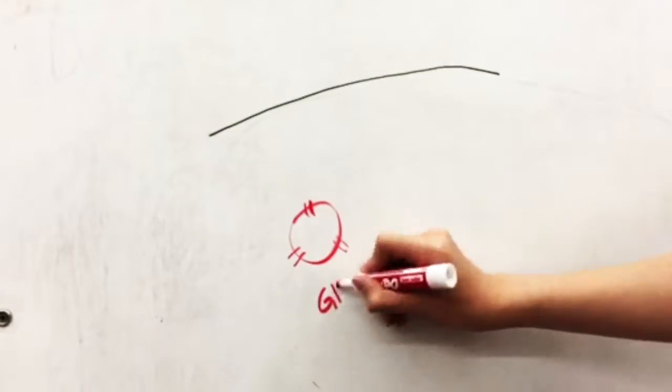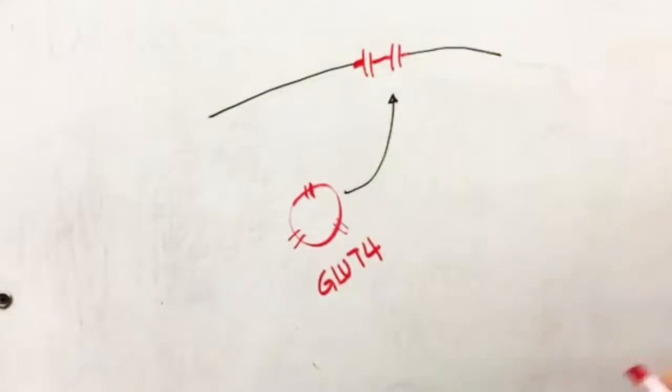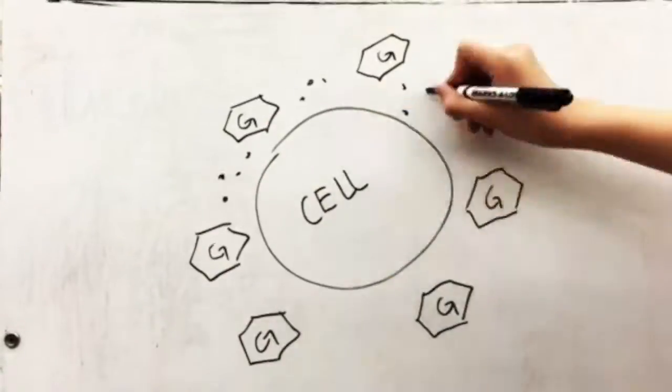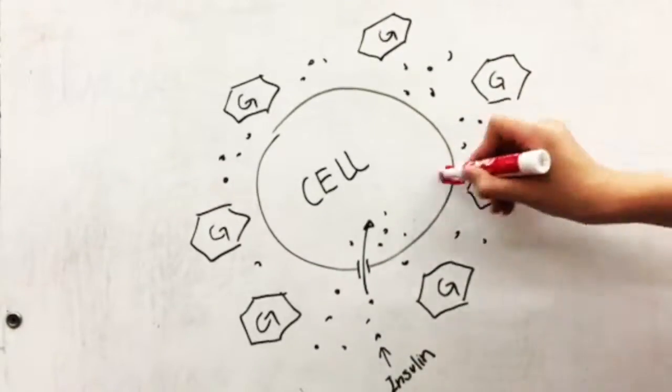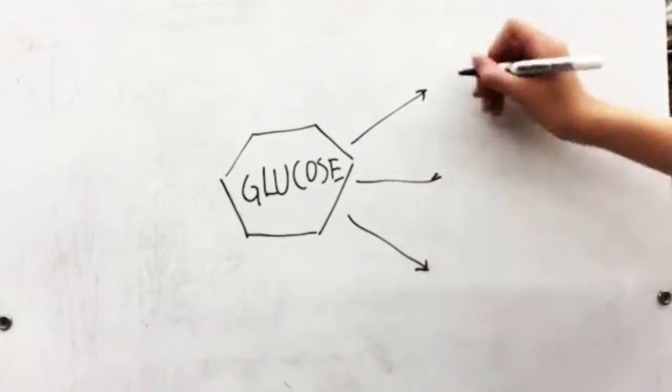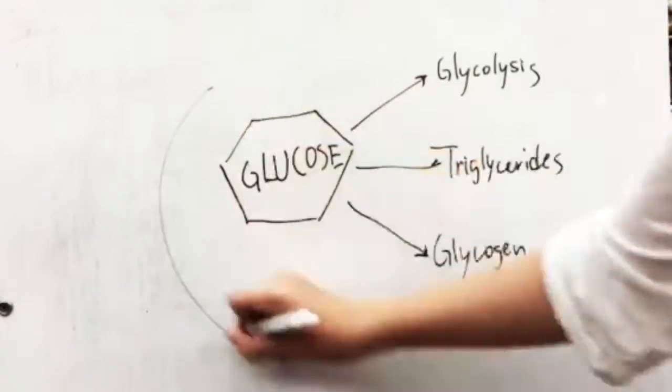The GLUT4 pool will then merge with the plasma membrane, causing GLUT4 proteins to emerge on the membrane itself. This leads to a great increase in the amount of glucose taken in by the target cells. The glucose can then be used for glycolysis, used in the production of triglycerides, or stored as glycogen.